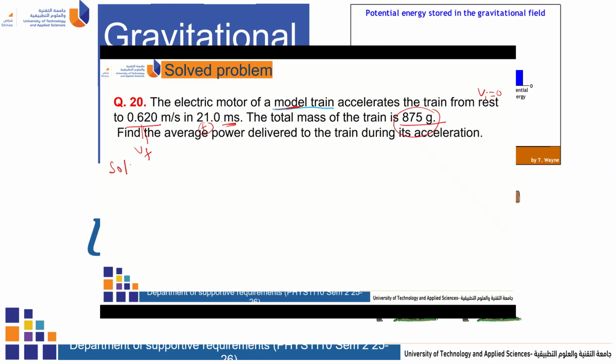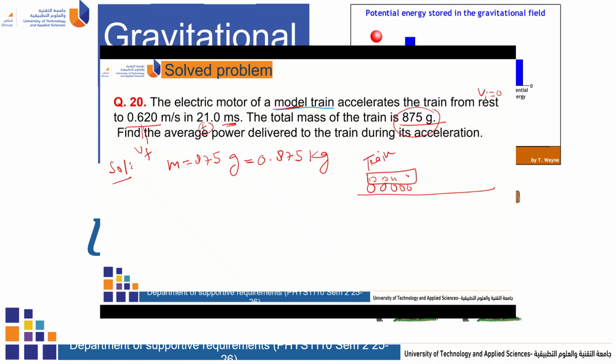So if I make a small diagram, this is the ground, and on the ground this is the train. The mass of the train is given here, 875 grams, but grams you cannot use, so you have to convert this gram into kilogram. So this is 0.875, in kilograms.